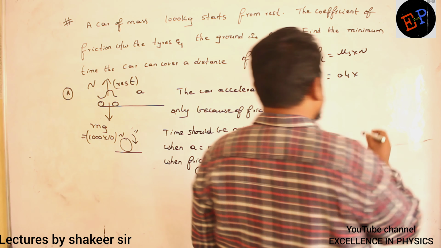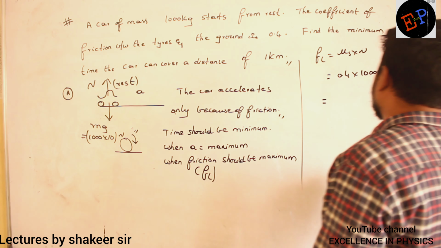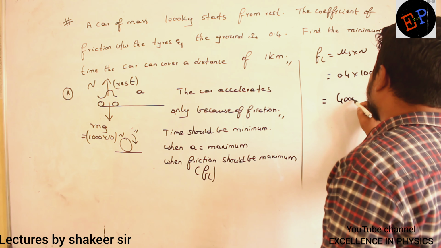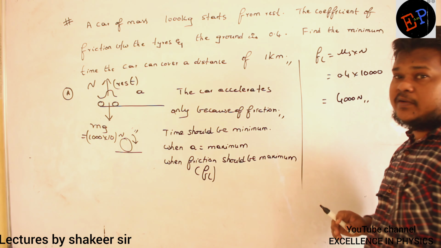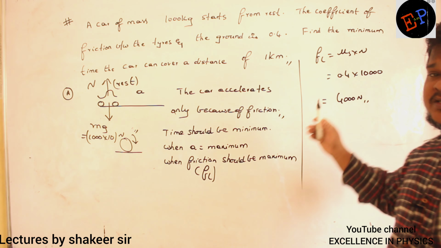Clear now? So substitute here. So 10,000 newton. Okay. So 0.4 into 10,000 is 4,000 newton will be the limiting friction. Are you able to understand now? Now, what will this limiting friction do?